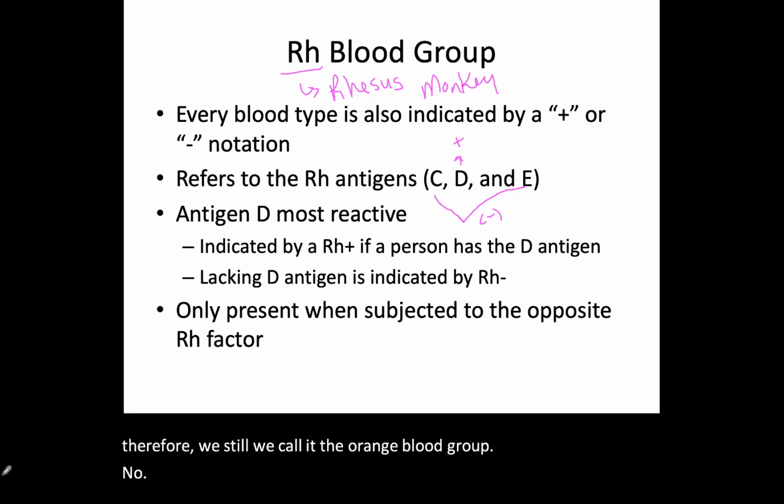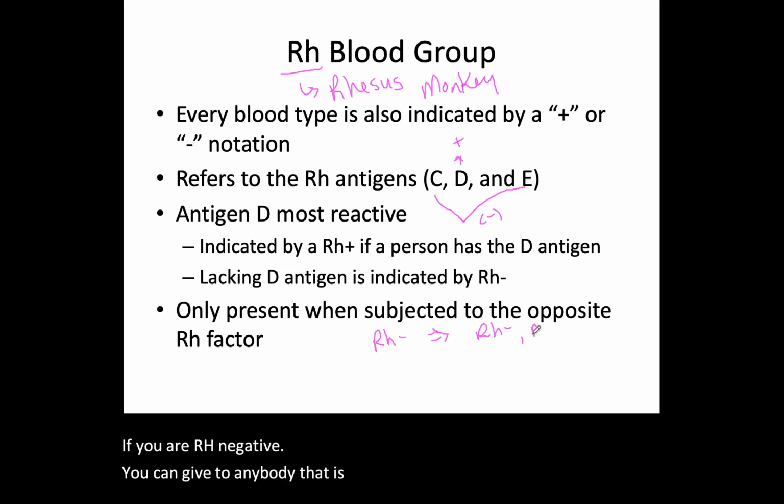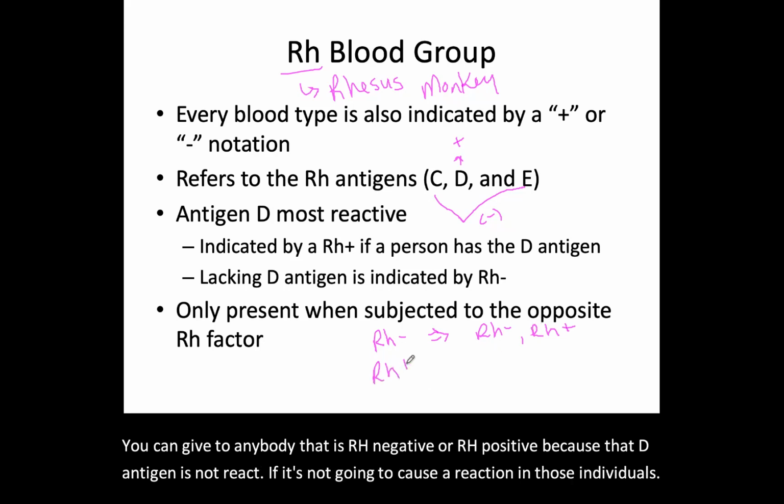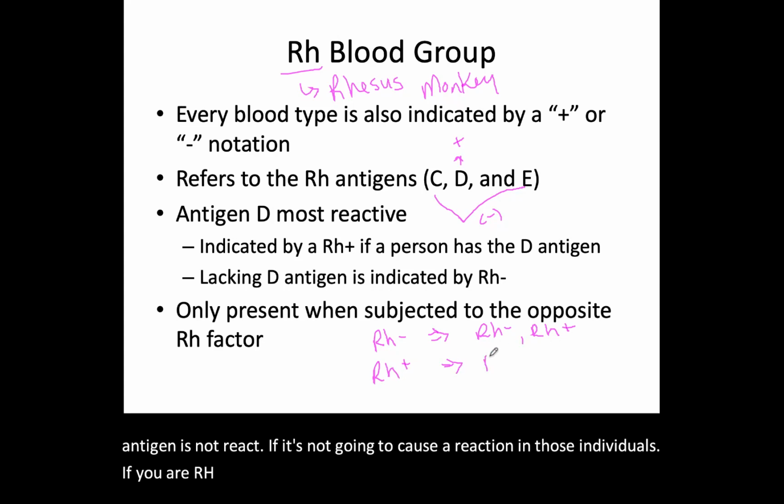Now, the interesting thing with this whole scenario is if you are Rh negative, you can give to anybody that is Rh negative or Rh positive because that D antigen is not reactive. It's not going to cause a reaction in those individuals. If you are Rh positive, you can only give to an individual that is Rh positive.